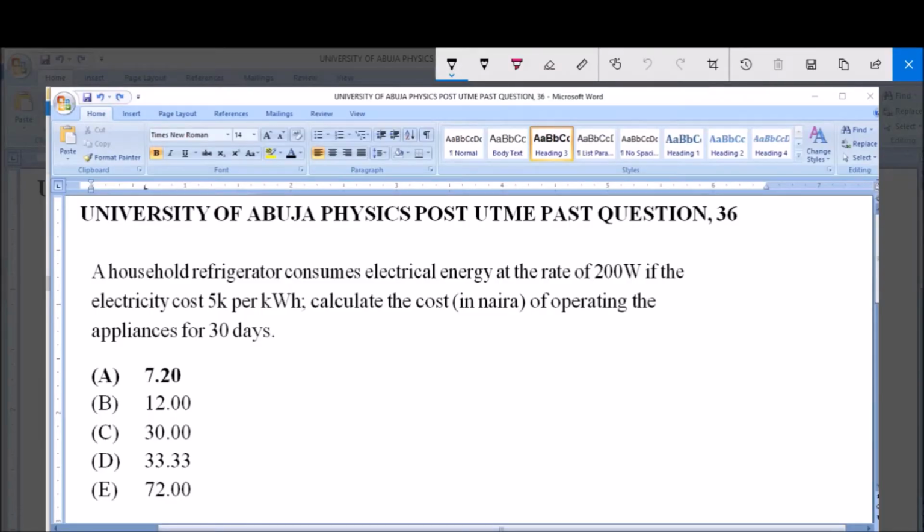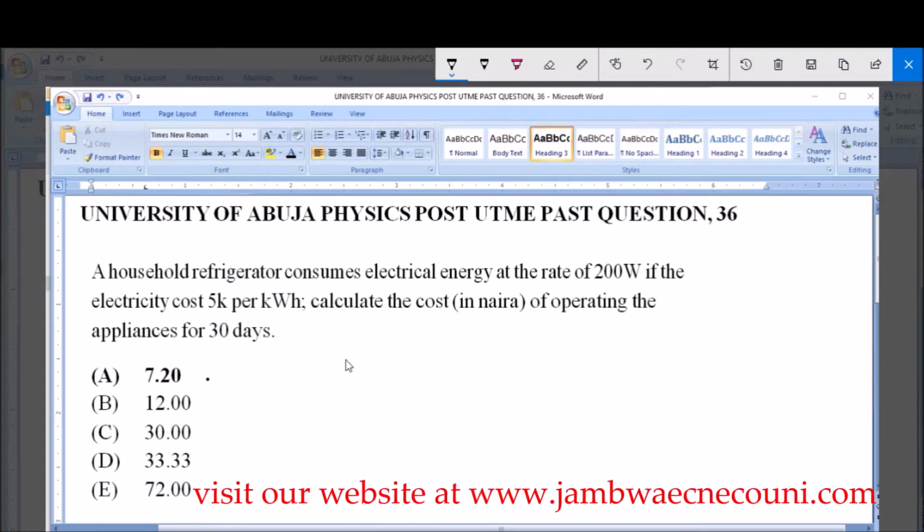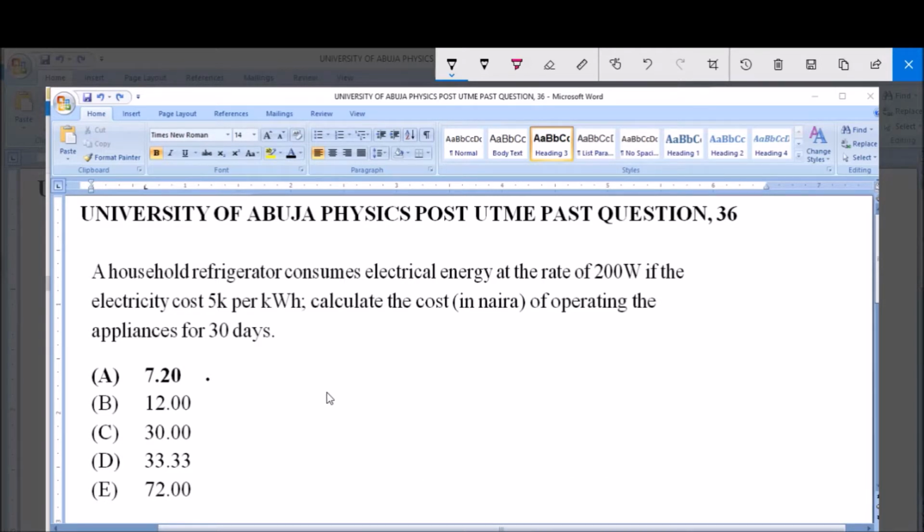Today we'll be dealing with University of Abuja Physics Post UTME past question 36. It says a household refrigerator consumes electrical energy at the rate of 200 watts. If the electricity costs 5 kobo per kilowatt hour, calculate the cost in naira of operating the appliance for 30 days. A 7.20, B 12.0, C 30.0, D 33.33, and E 72.